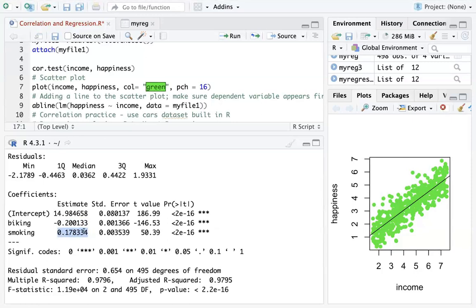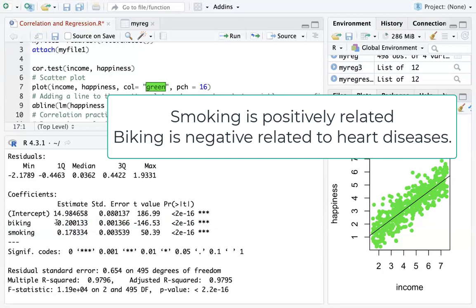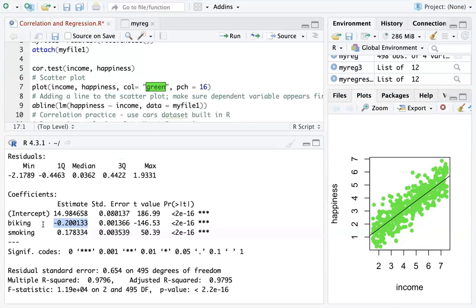And for smoking, this is the slope, which means if we move on the x-axis by 1 unit, the corresponding increase is 0.178334. And you can see that there's a difference. For biking, it's negative, and for smoking, the slope is positive, which means that smoking has a positive effect and biking has a negative, inverse effect. If someone does more biking, they are likely to have less chance of heart disease.